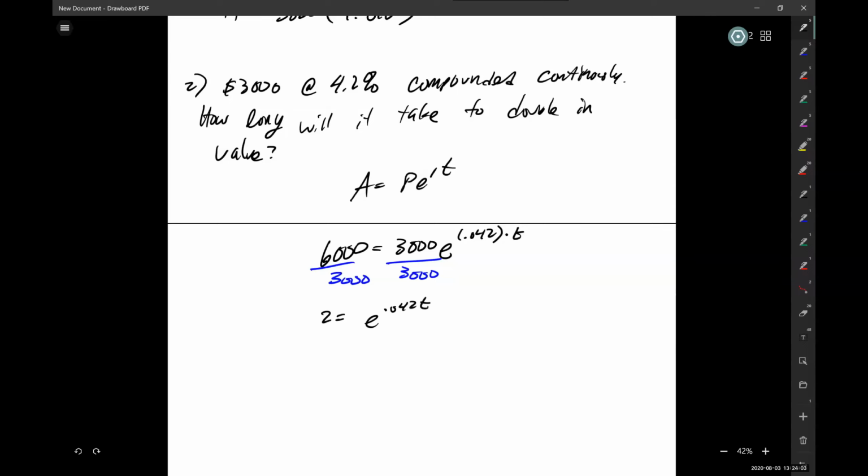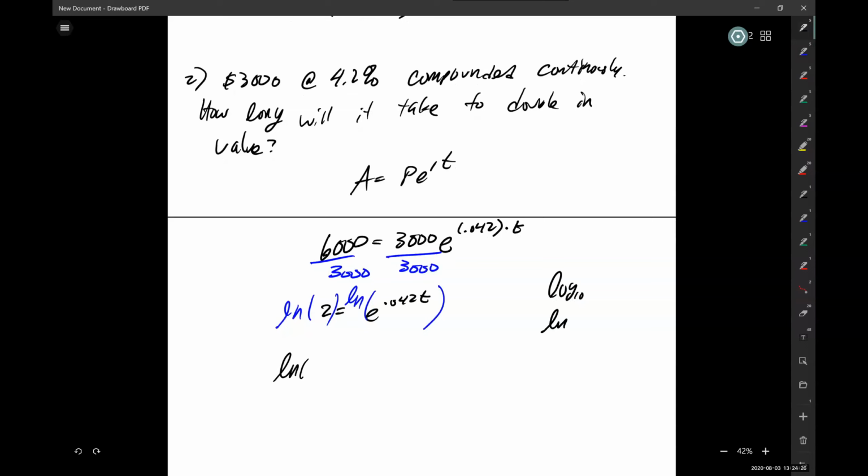And just like before, we have an exponent equation, so we can either use the log base 10 or the natural log. In this case, you really want to use the natural log because since we're in base e, that's going to cancel out very nicely. So I'm going to take a natural log of both sides. So we have the natural log of 2. And since ln and e have the same base, they just cancel out. I'm just left with 0.042 times t.